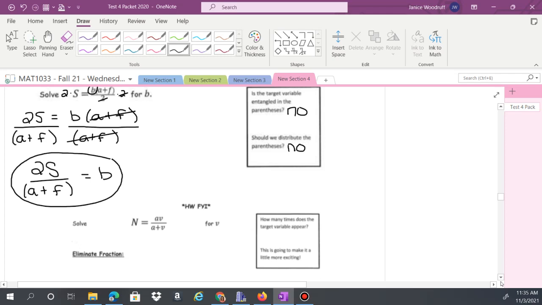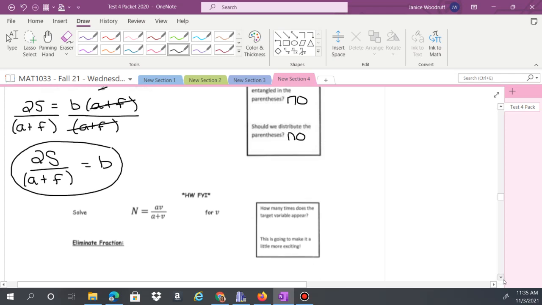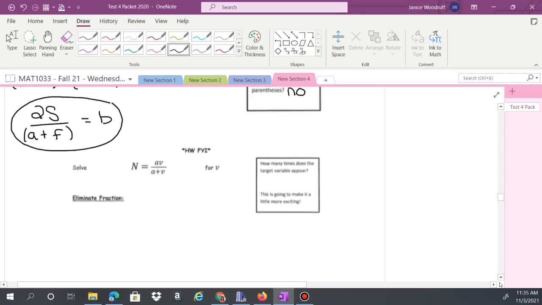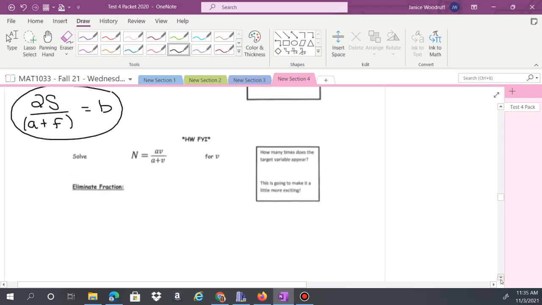Okay, now our second one, we want to solve for v, and v appears twice. So this one is going to be a little bit trickier. It appears 2 times. All right, so the first thing we want to do is get rid of the fraction, which means I'm going to multiply both sides by this a plus b, this denominator.